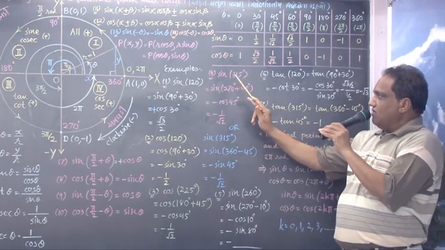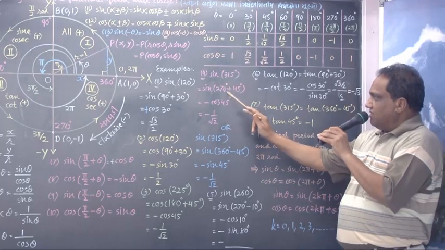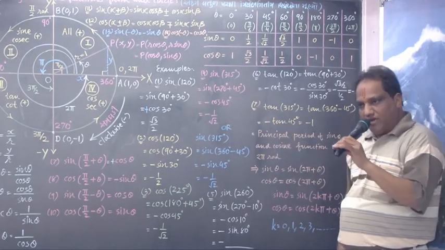Suppose I want to have sine of 315 degrees. Can you write it as 270 plus 45? It will give you this value.